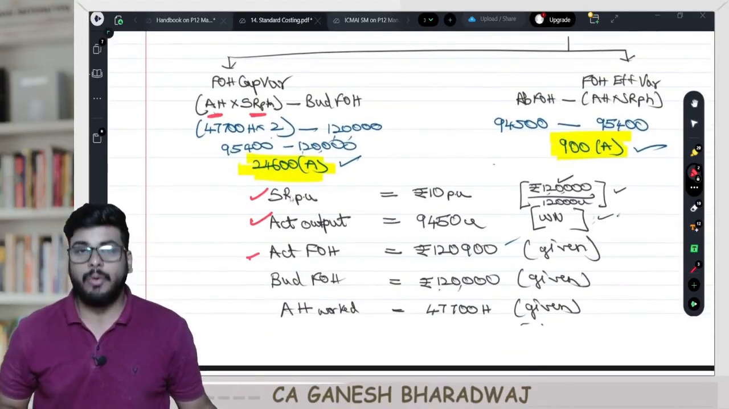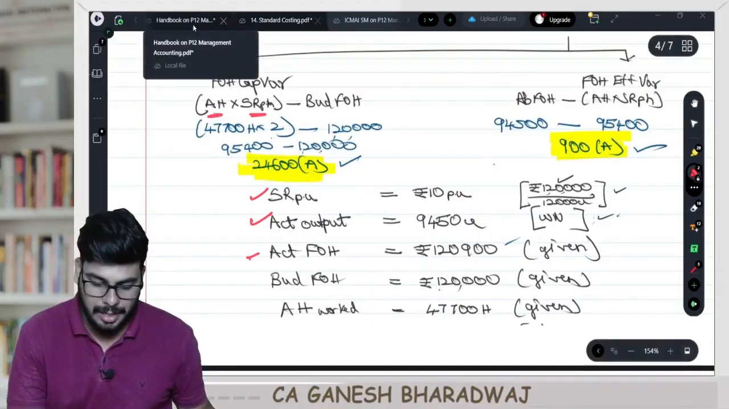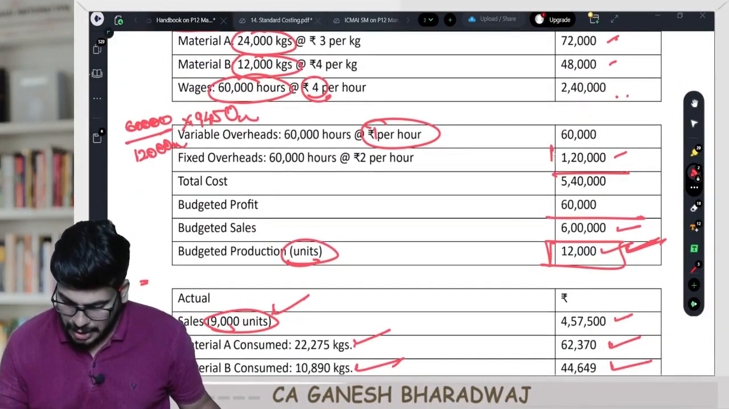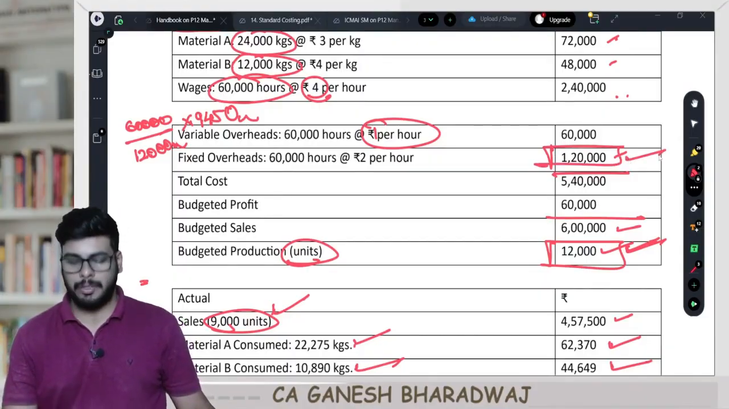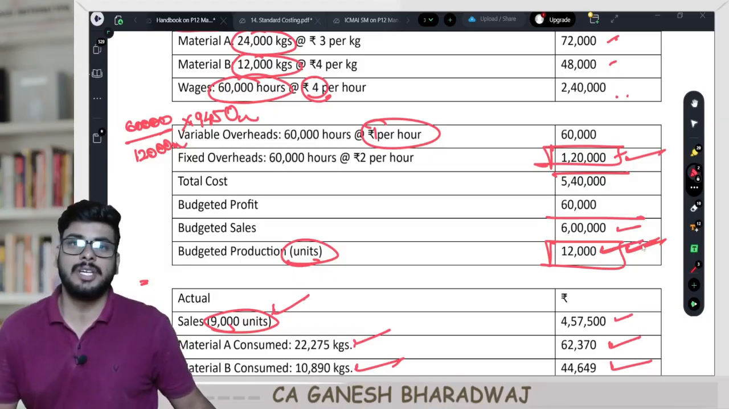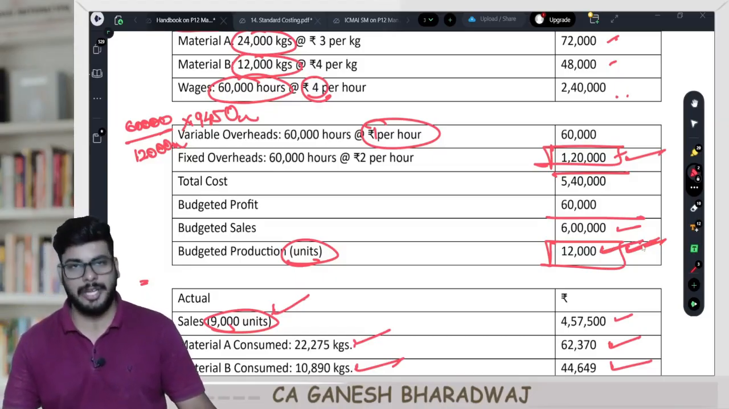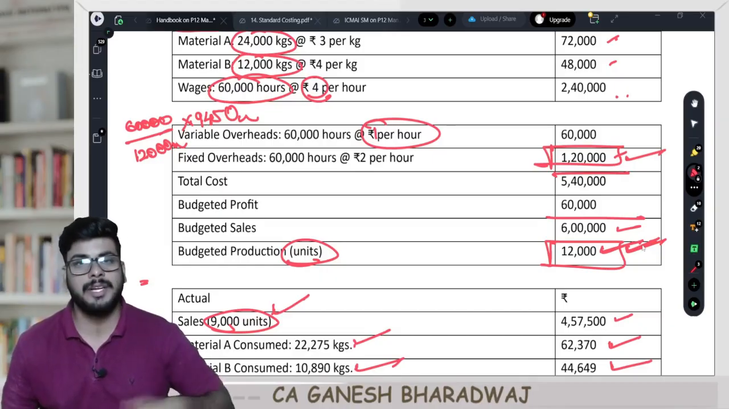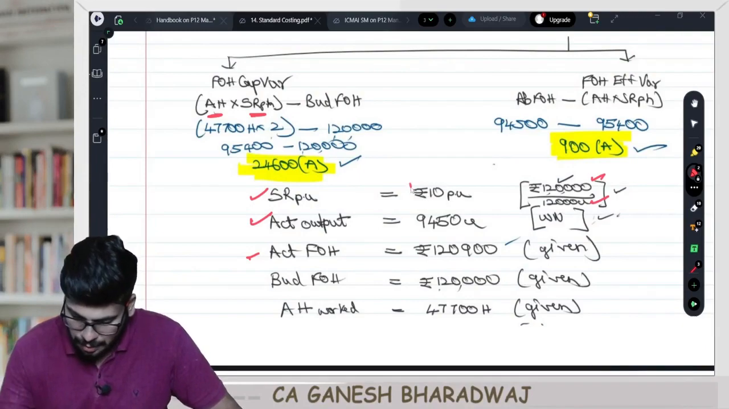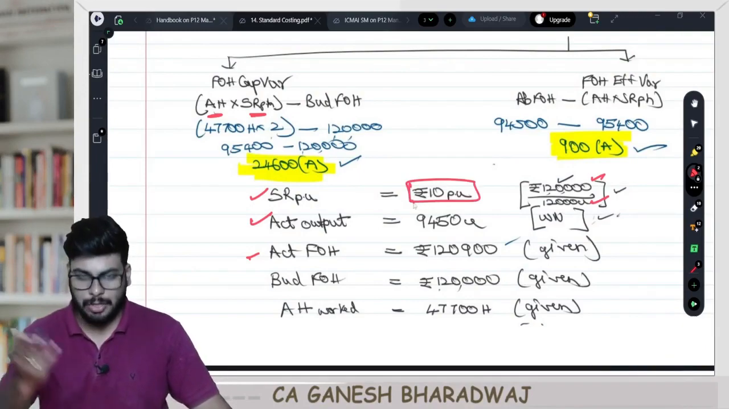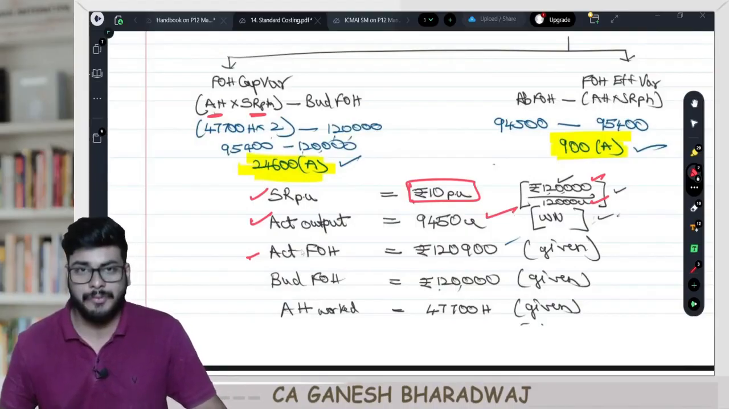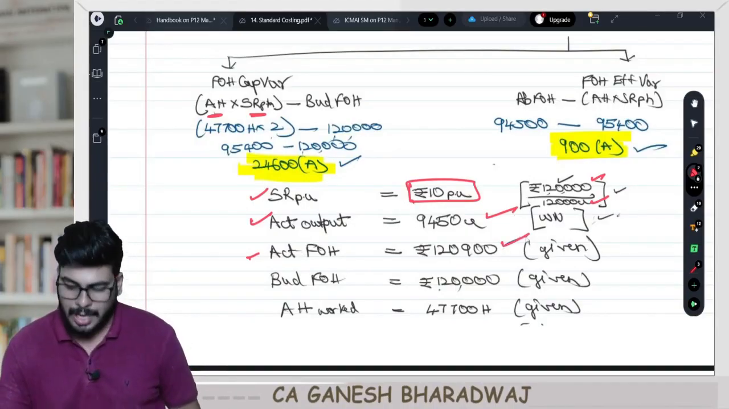Now first, what is the predetermined rate? That is standard rate per unit. Very simple. Now go to the budgeted data. They have given the fixed overheads. They plan to incur 1,20,000 rupees and they plan to produce 12,000 units. So the predetermined rate, the absorption rate or standard rate per unit, is 1,20,000 divided by 12,000, which is 10 rupees per unit. What is the actual output? We just calculated, it's 9,450. Clear with this?